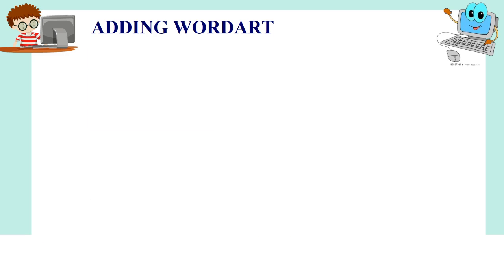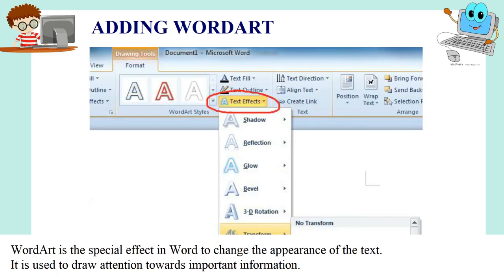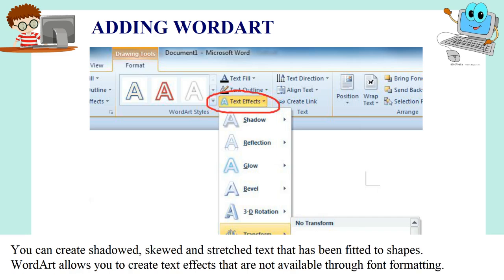Adding word art. Word art is the special effect in Word to change the appearance of the text. It is used to draw attention towards important information. You can create shadowed, skewed and stretched text that has been fitted to shapes. Word art allows you to create text effects that are not available through font formatting.